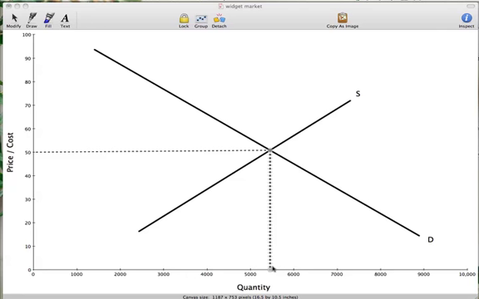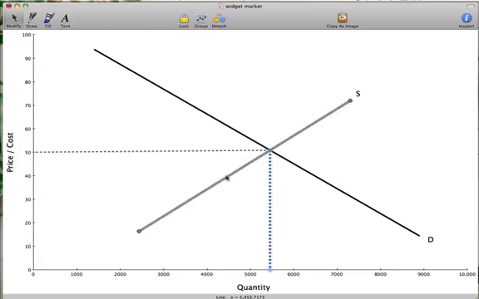So how can we get people to internalize that cost and prevent the quantity of widgets being produced from being too much? Because the quantity of 5,500 is more than is socially optimal. Well, one option is to have an excise tax.